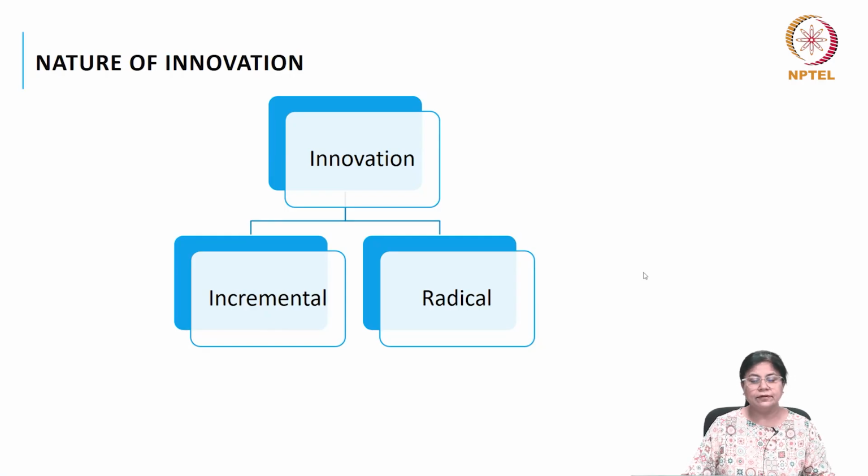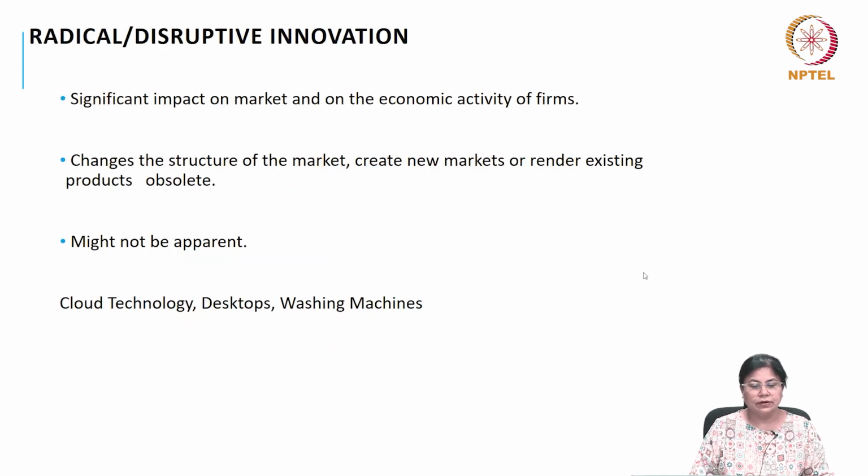Now, we will understand the nature of innovation. The nature of innovation is being talked about in terms of it being radical or incremental. Radical innovation essentially talks about an innovation which has a significant impact on the market and on the economic activity of firms. It indeed changes the structure of the market. It creates a new market or renders the existing product absolutely obsolete.